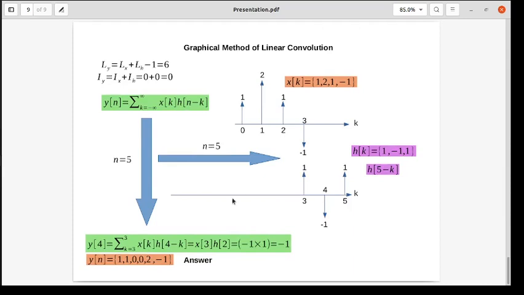Now go to the last one. For n equals 5, one more shift right. So now what is this common intersection? Only one sample, minus 1 into 1, that means only one term, and minus 1 is the answer, right? So we found 6 sample points and we started with n equals 0, so we can stop our algorithm here, and that is the final answer. In this way we can find the linear convolution answer through the graphical technique.